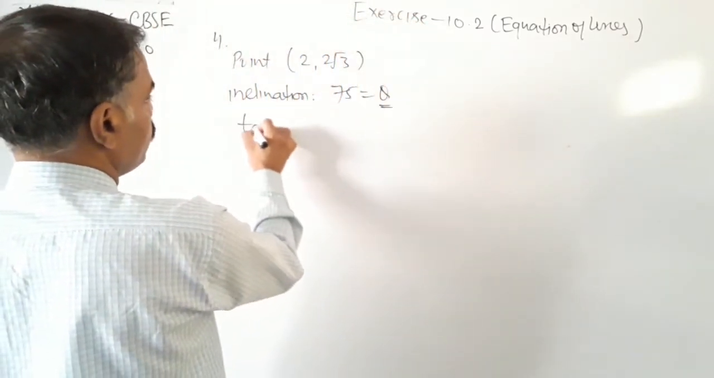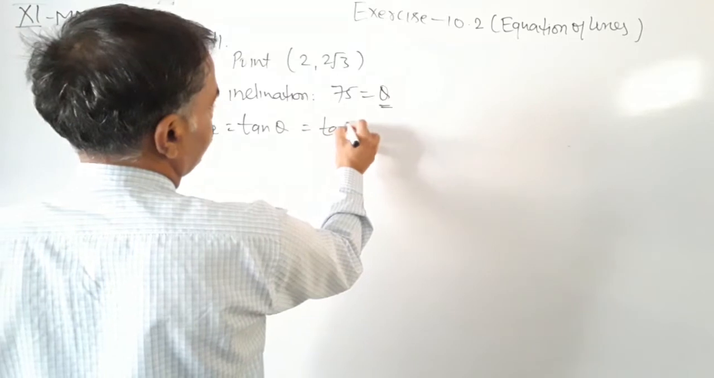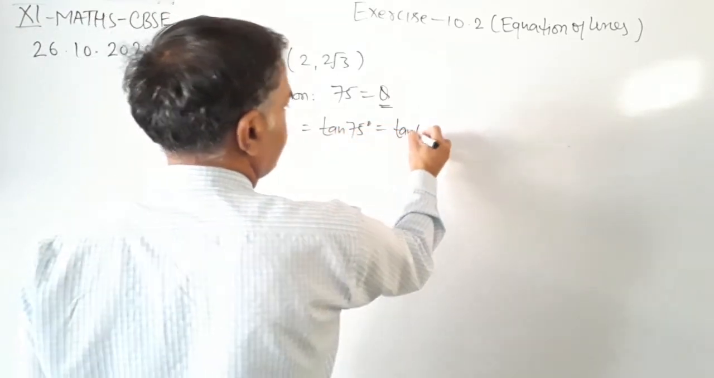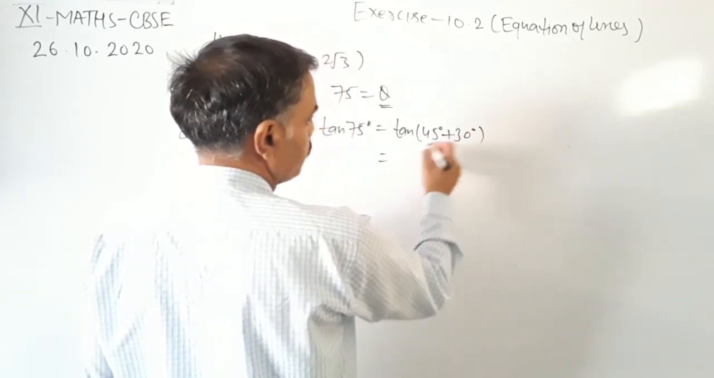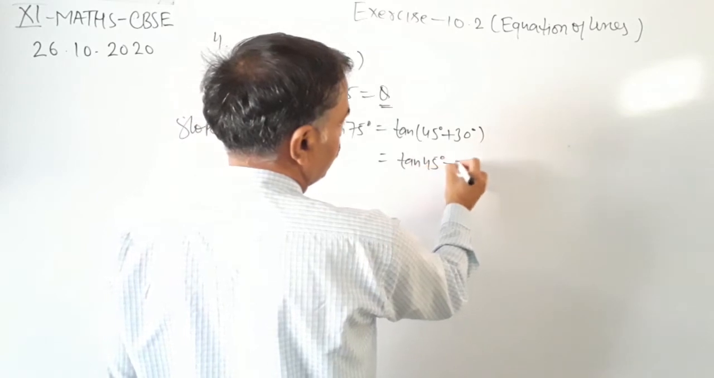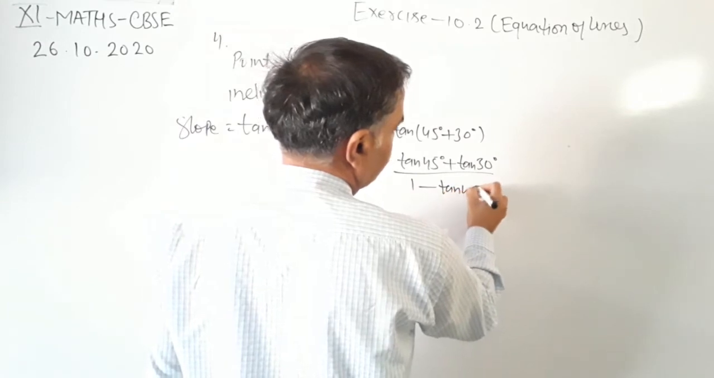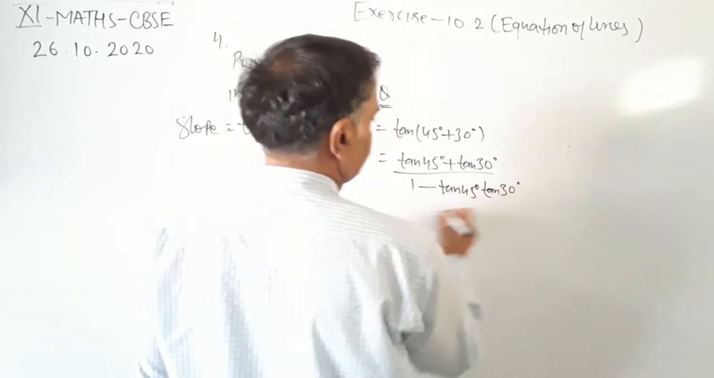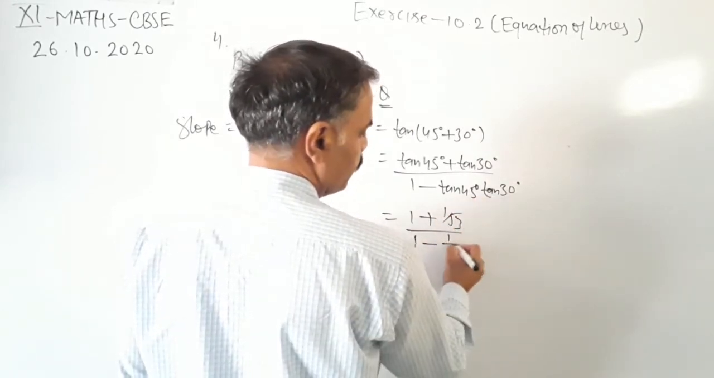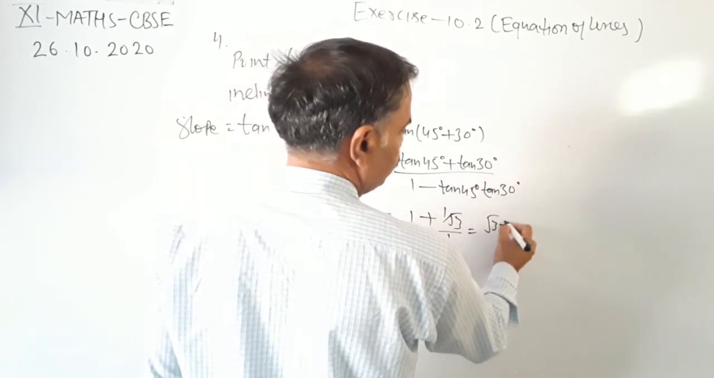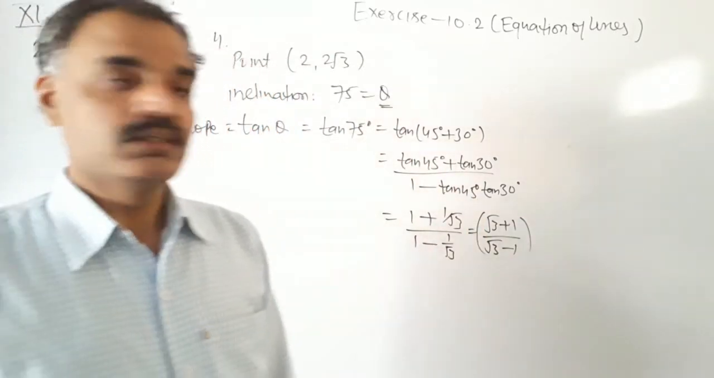From inclination we can find the slope. Slope is equals to tan theta, that is tan 75 degree, that is tan of 45 degree plus 30 degree, that is tan 45 degree plus tan 30 degree upon 1 minus tan 45 degree tan 30 degree. This is 1 plus 1 by under root 3 upon 1 minus 1 into 1 by under root 3, equals to under root 3 plus 1 upon under root 3 minus 1 after solving this. Okay, so this is the slope.